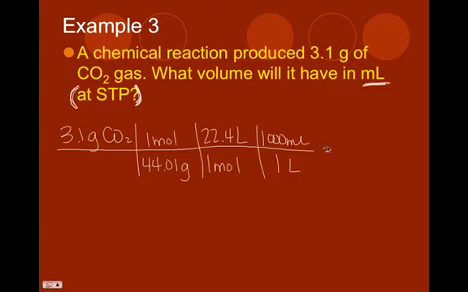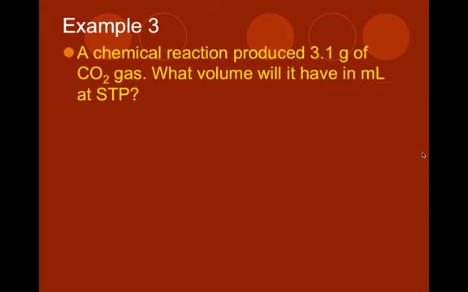Alright, plug this into the calculator. 3.1 times 22.4 times 1,000 divided by 44.01 is 1577. I can make that 1578, and we're only allowed 2 sig figs, so actually just 1600. And that is milliliters of CO2.